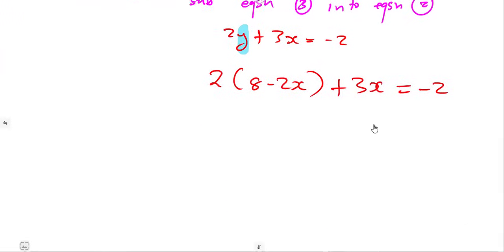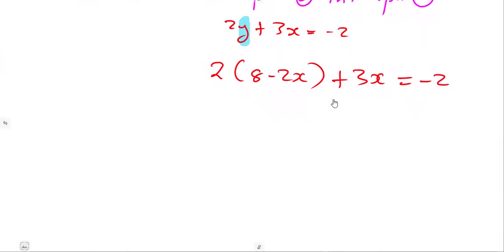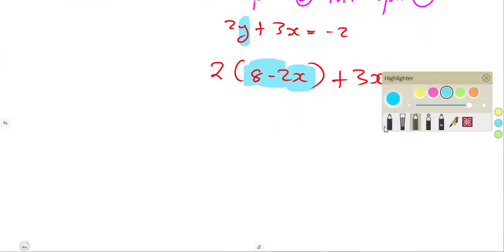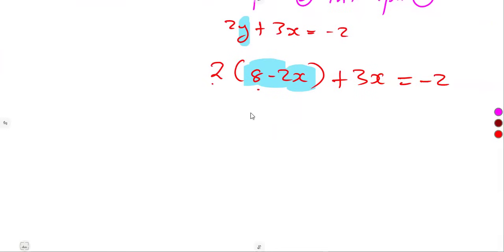So as you can see, guys, an equation in x, it's only about x. So you can solve for x. Expand the brackets by the distribution. By distributing here 2 throughout, what were we going to have? 2 times 8, that's 16. 2 times negative 2, negative 4x, plus the 3x that we are seeing here is equal to negative 2.